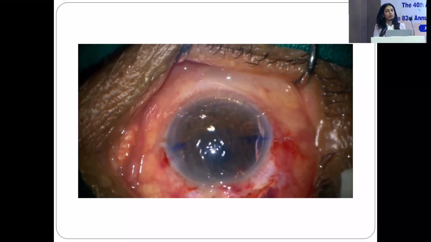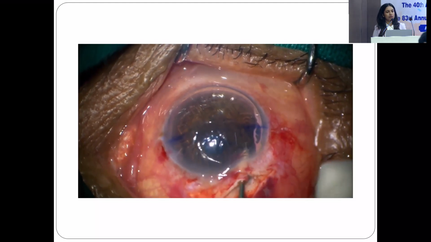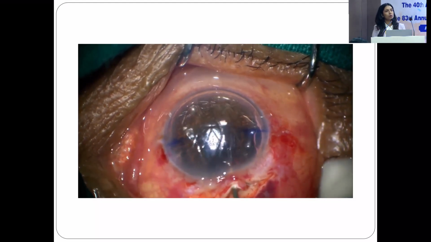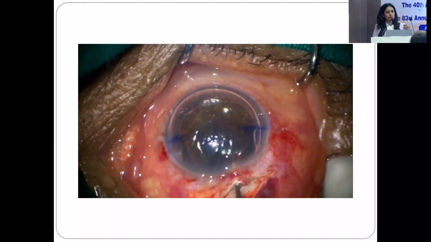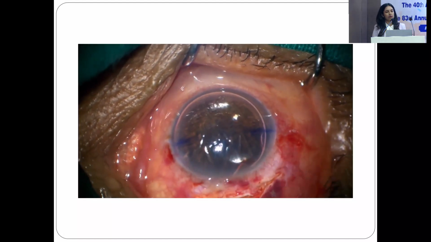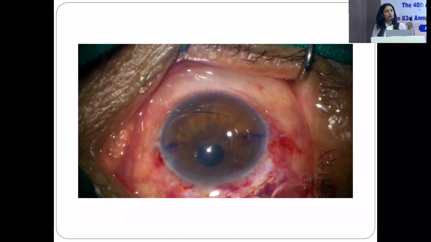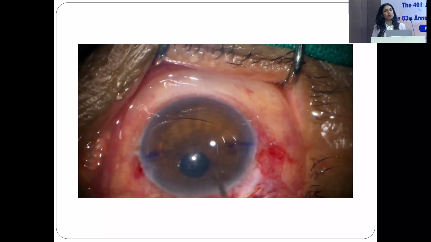The reason why we place it under the air bubble is that the iris claw will now cover the pupillary margin, and when we replace this air bubble with viscoelastic, there is lesser or no chance of the viscoelastic trickling down into the posterior chamber.